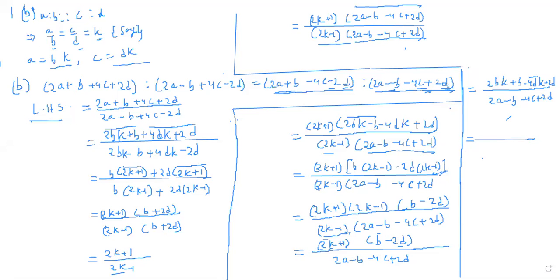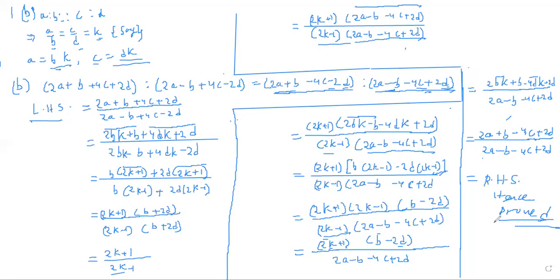and now we know that bk equals a. So in place of bk we write a, plus b, minus dk, equals to c. So in place of dk we write c, plus 2d over 2a minus b minus 4c plus 2d equals to, it is RHS, hence proved.